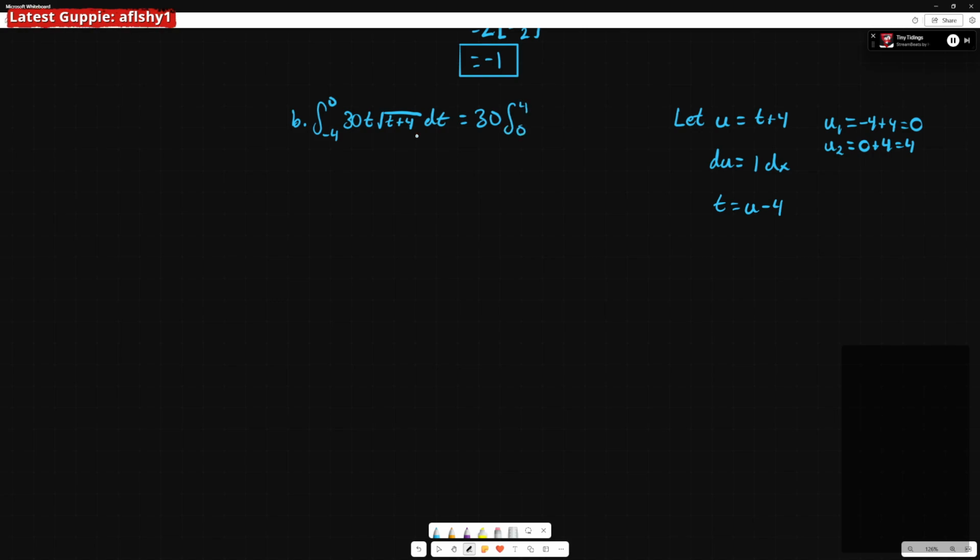From 0 to 4, the square root of u times u minus 4 du, which is equal to 30 times the integral of 4 u times square root of u minus 4 square root of u du. Cool.